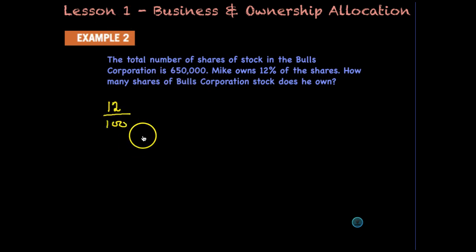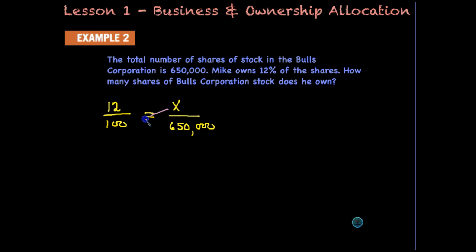Remember that a percent is a part out of a whole. 12% is 12 out of 100. Percent means out of 100. So we can set up a proportion, two ratios that are equal to each other. We want to know what part out of the total, which is 650,000, that Mike owns. If we set up a ratio on each side and we have equivalent fractions here, we can just cross multiply in order to figure out our answer.